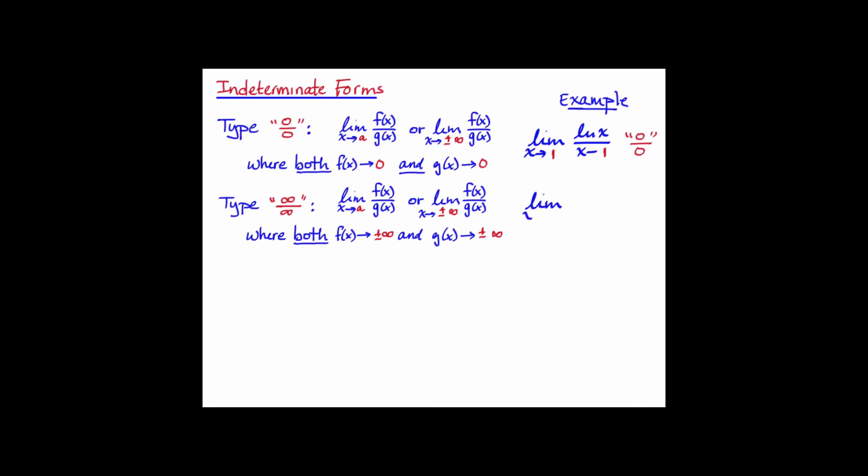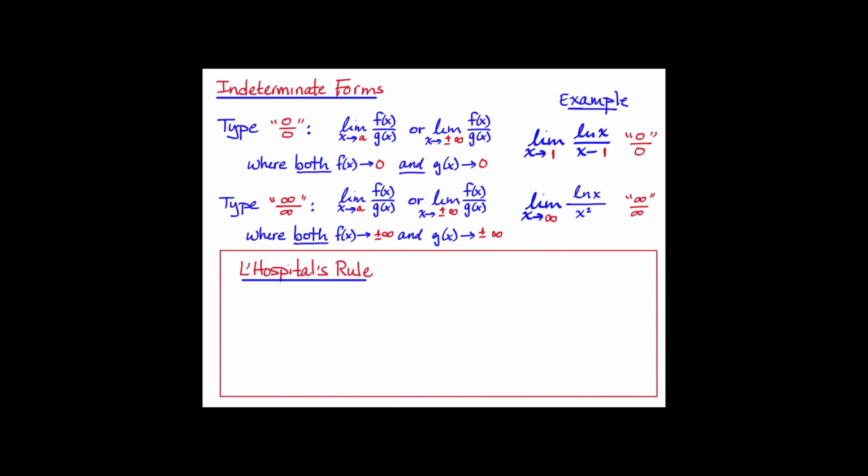So here's an example. Say you have the limit as x approaches infinity of the natural log of x over x squared. Notice that as x approaches infinity, the natural log of x is also approaching infinity. And also x squared is approaching infinity. So that has indeterminate form infinity over infinity. And there's no algebra that can help us.